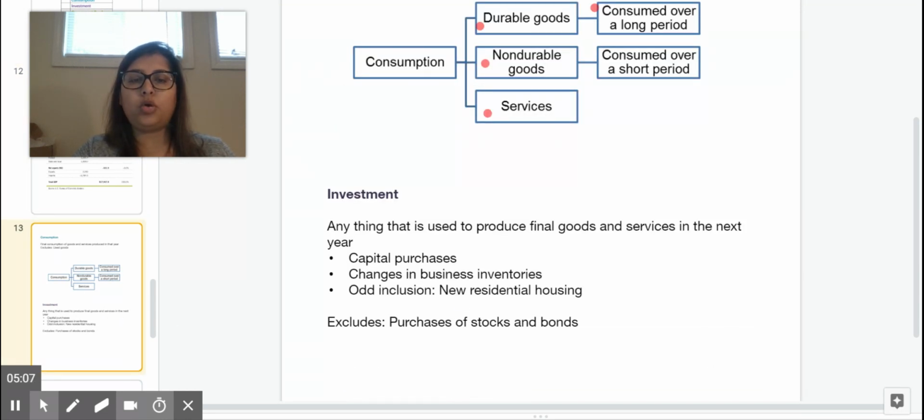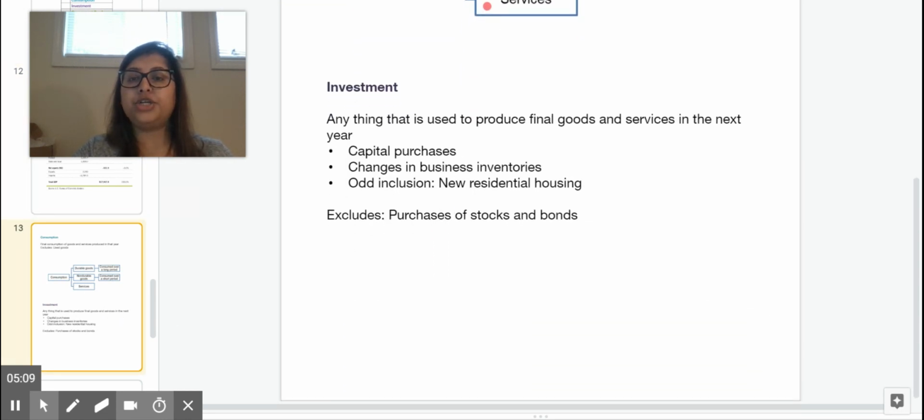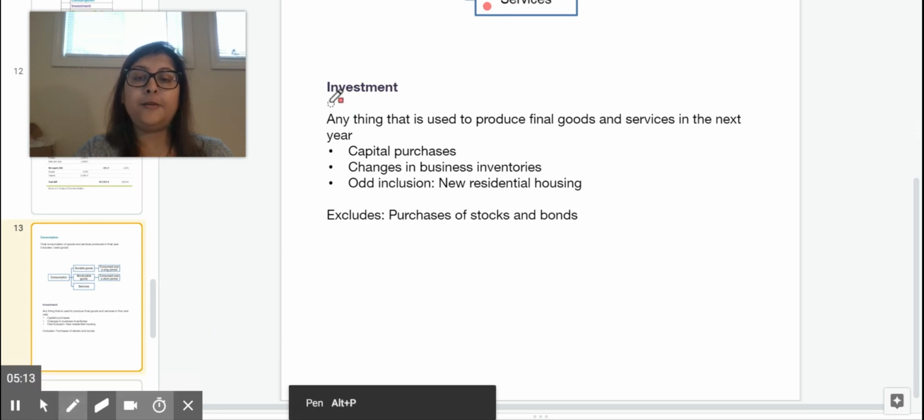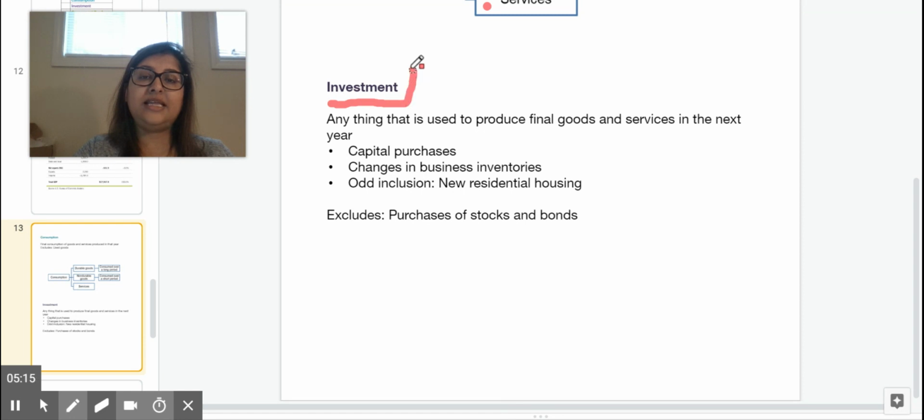The next important head of purchase in the American economy is private business investment. I just want to point out that this is business investment. This is different from financial investment.